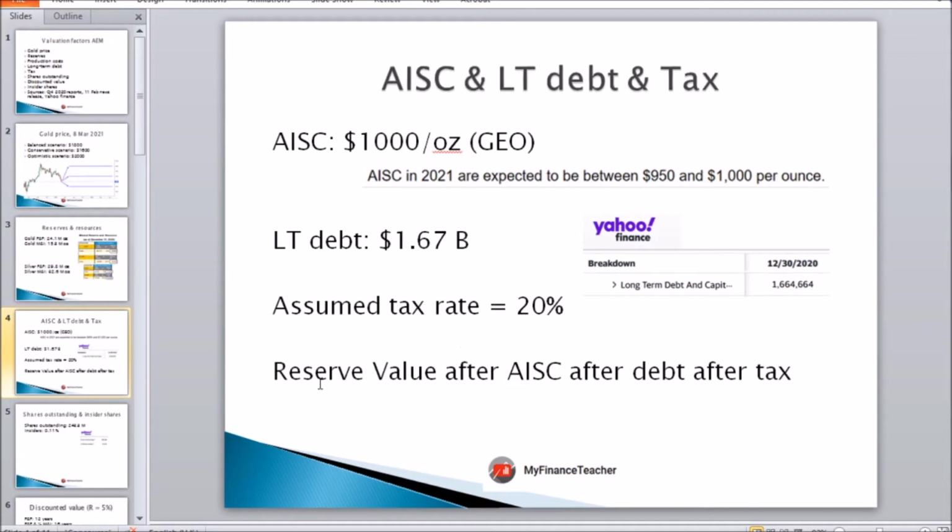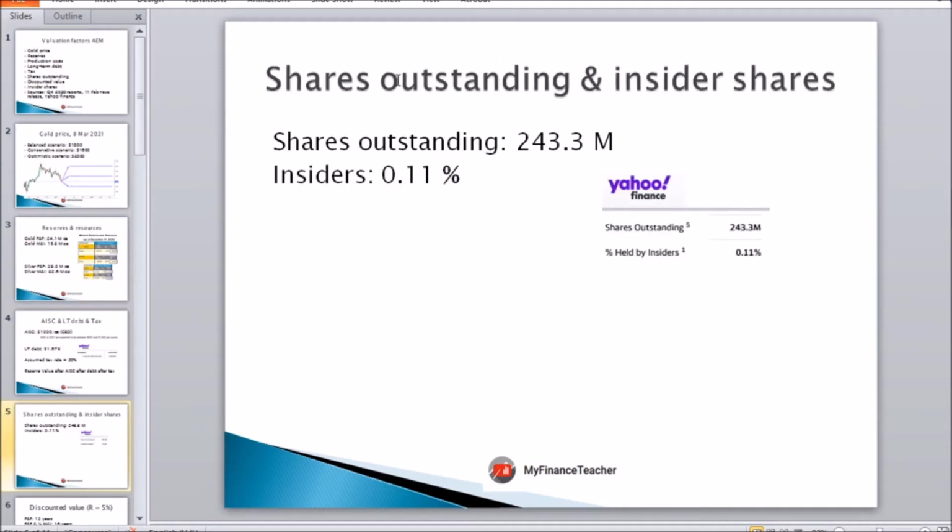Hence, we're going to look at the value of the reserves and the resources the company has in the ground after the cost of production, after debt, and after taxes. Of course, we are going to look at the value per share, and the company has 243.3 million shares outstanding, out of which only 0.11% are in the insider hands.